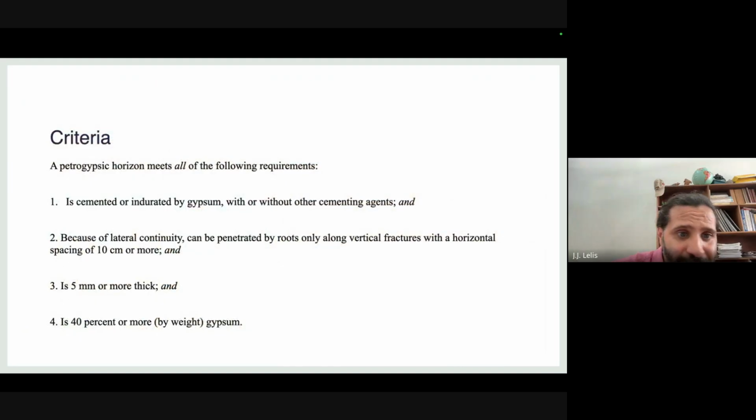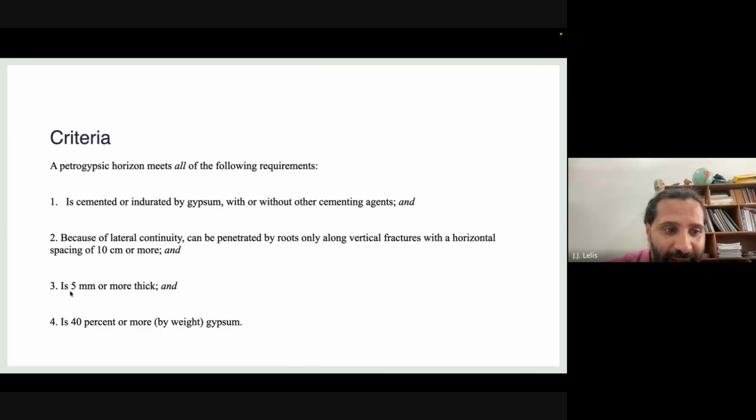The criteria: cementation or induration by gypsum, with or without other cementing agents, no problem. Because of the lateral conductivity, some areas can have some root penetration, but the roots can only penetrate through fractures that are 10 centimeters apart or more.